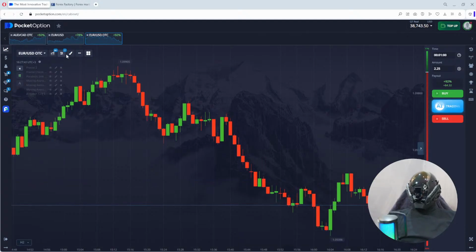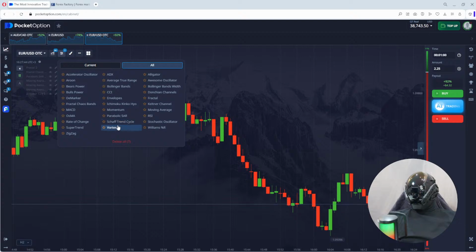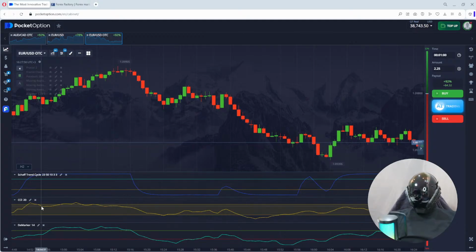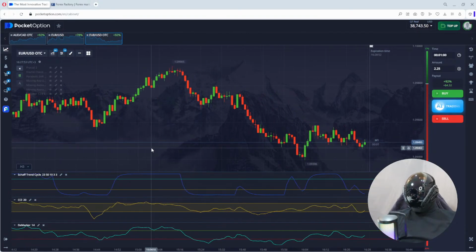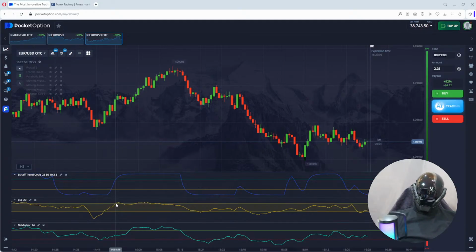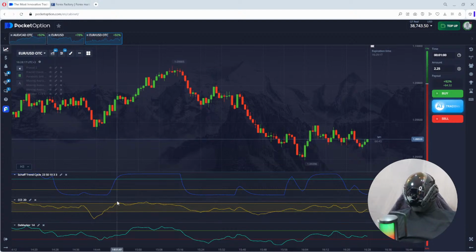Let's see. CCI and Schaff or DeMarker. These are some of my favorites because CCI says when the inertia of the momentum might be very strong. Anytime it touches positive 100, it usually says that the next couple of candles should be green. If it touches negative 100, it says the opposite: the next couple of candles should be red. So it shows you when the momentum has really good inertia, that it should be going upwards.